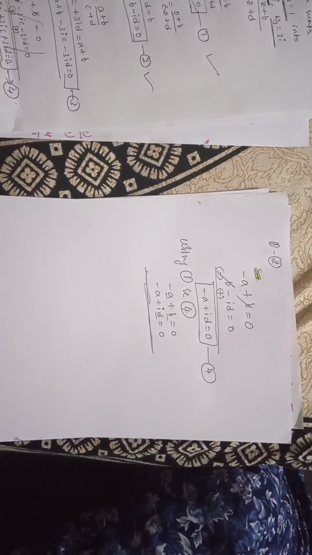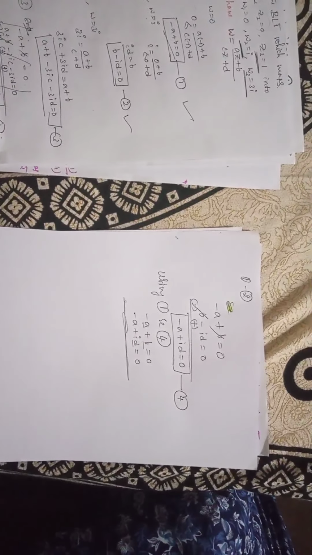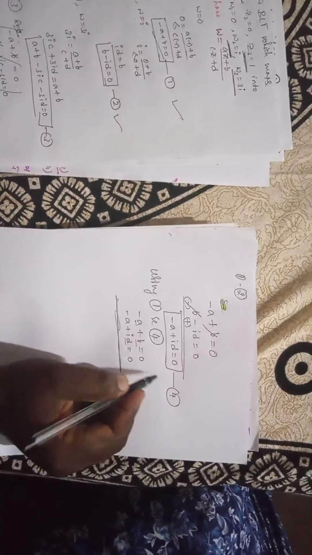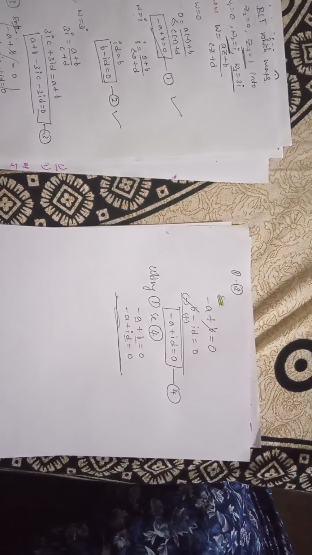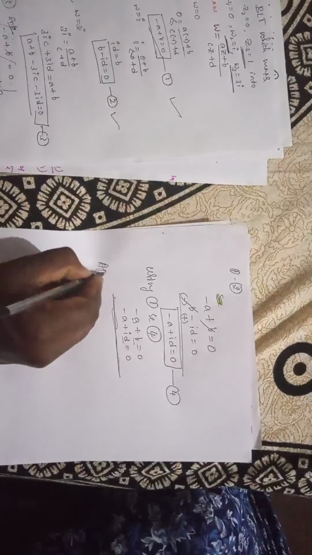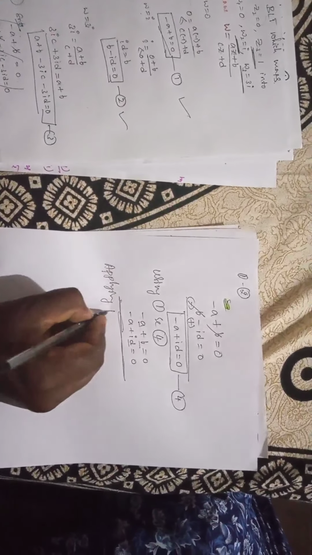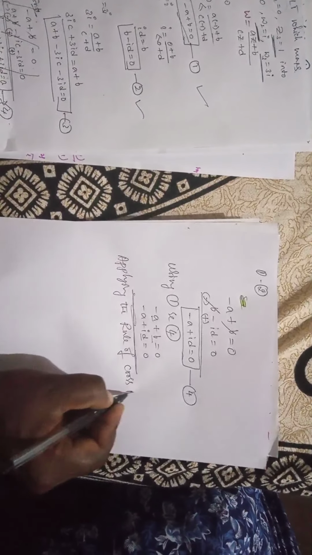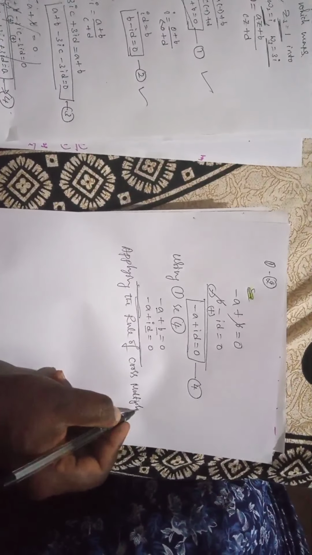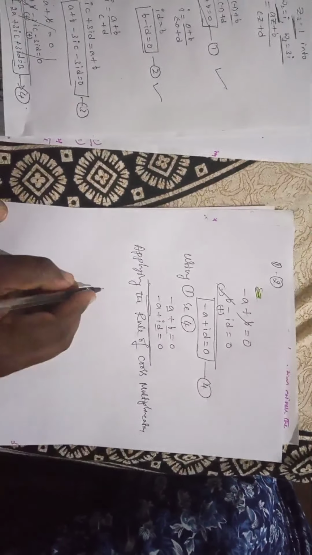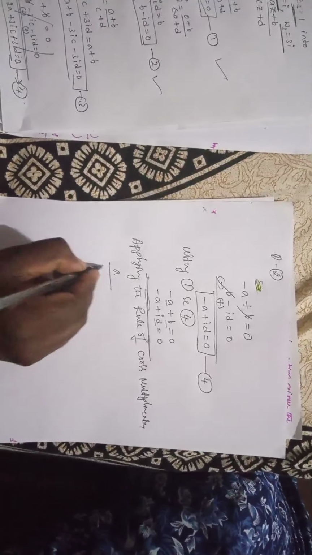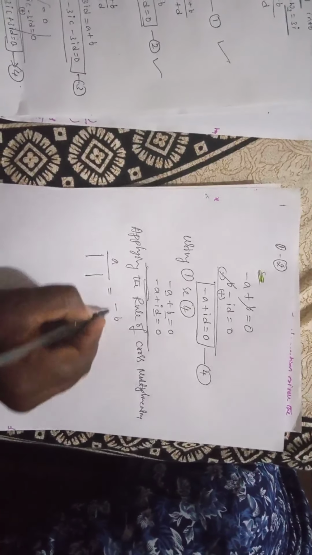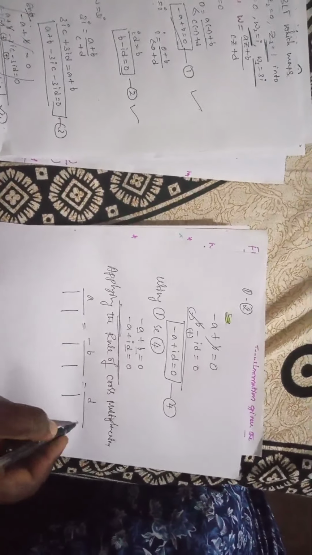Here minus a plus b equal to 0, that is our first equation. This is our equation number 4. Using those two we will apply the rule of cross multiplication. Applying the rule of cross multiplication: a by determinant of, here minus b by determinant of, and d by determinant of.